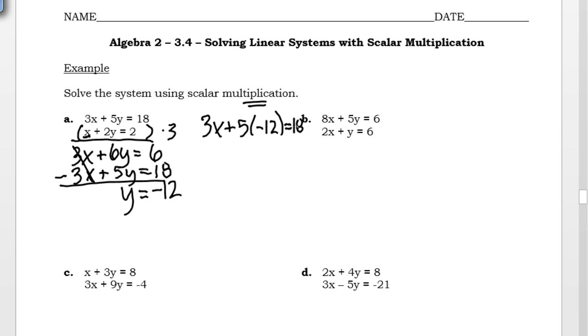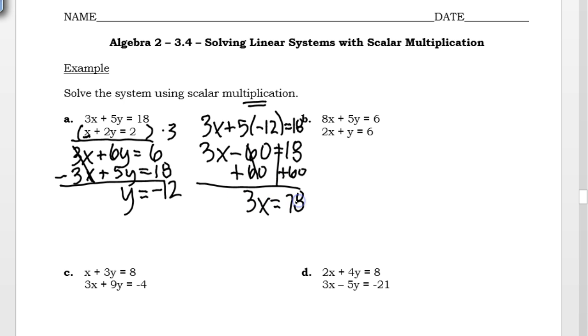Okay. 5 times 12 is 60. So I can rewrite this: 3x minus 60 is 18. It's a minus because the plus and the negative make a minus. And then I can add 60 to both sides of the equation. 3x is 78. And divide both sides by 3. And we got 26. Oops, I didn't show my work. Divide by 3. Divide by 3. Okay.